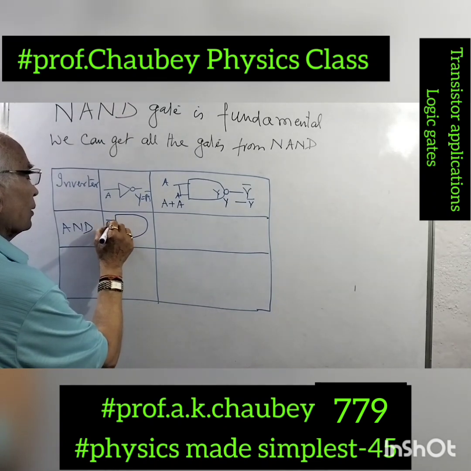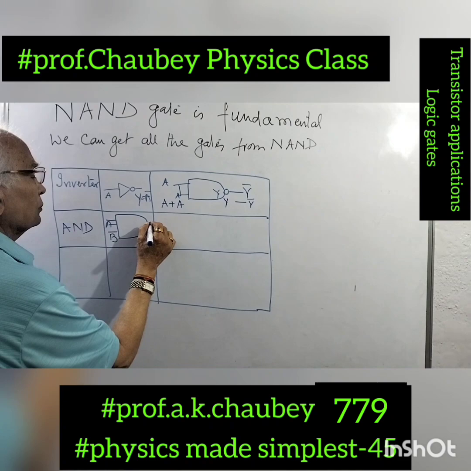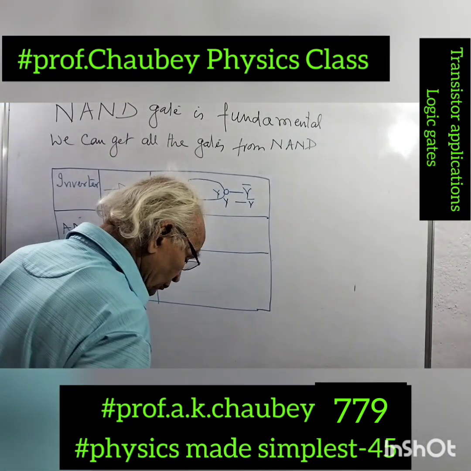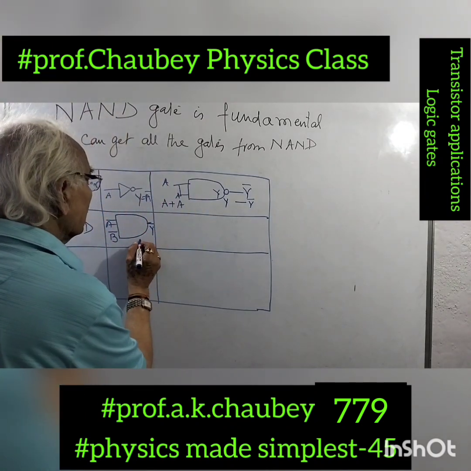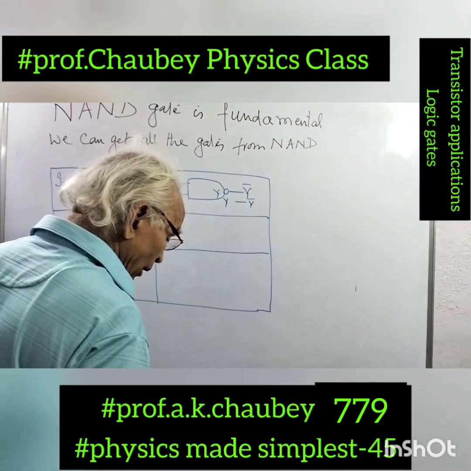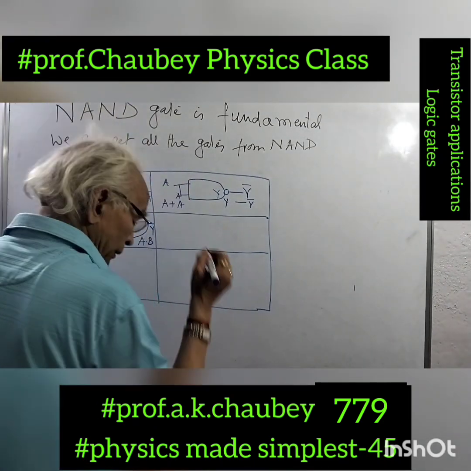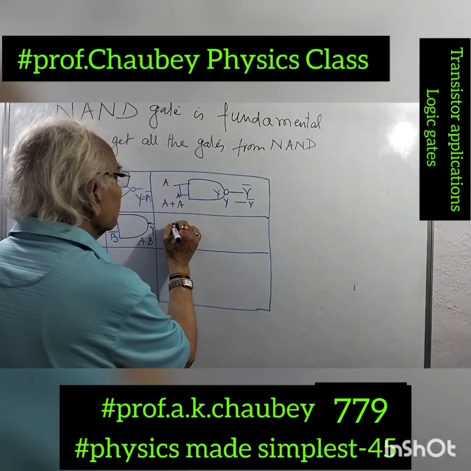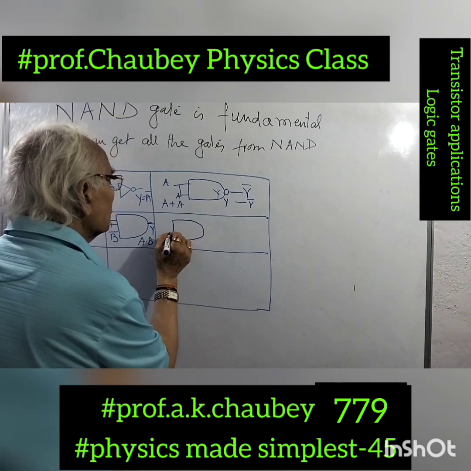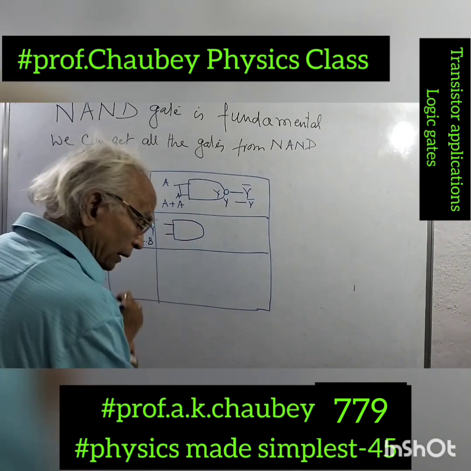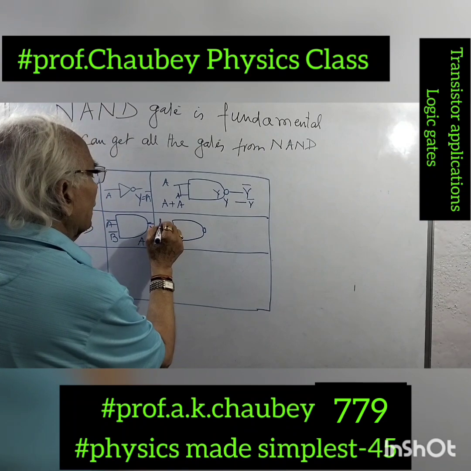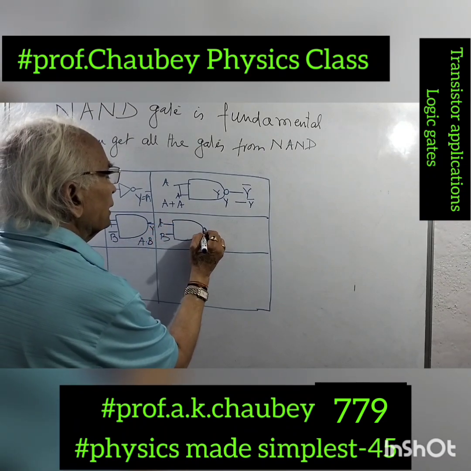B and A. Here is the output, Y. Now what do we do? We write A and B, output Y. We now use, say, one NAND gate. Here, this is the NAND gate, A and B, and this is the negation, the inverter.